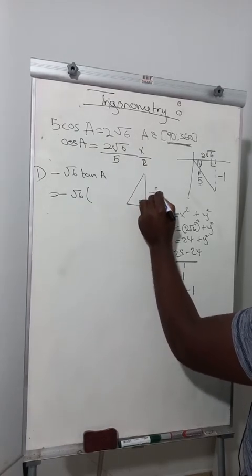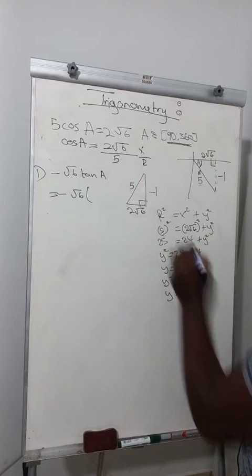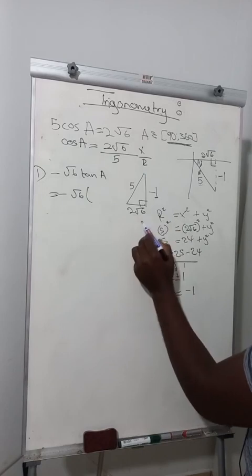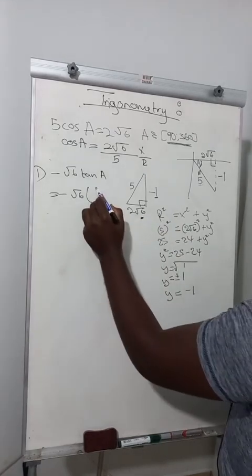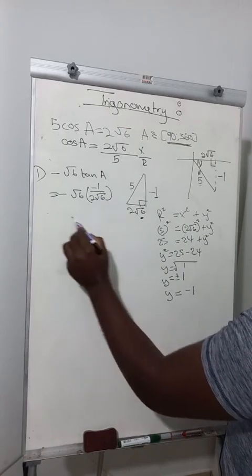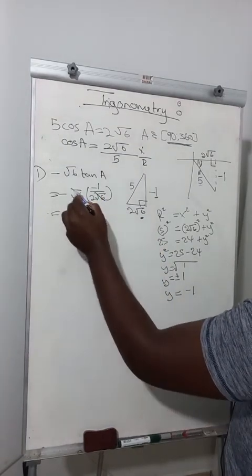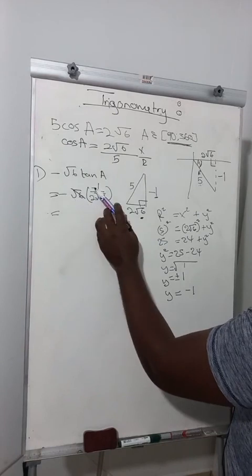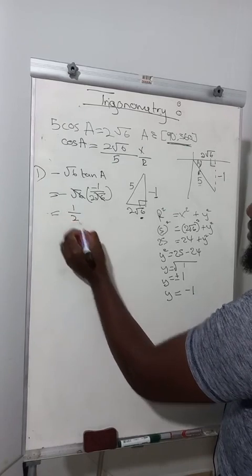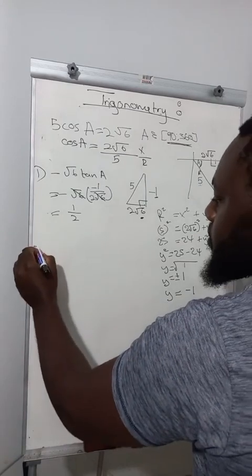This will be negative 1 here. This will be 2 root 6, and then this will be a 5. So now, tan is just a matter of opposite over adjacent. So you'll have negative 1 divided by 2 root 6. Now here, you can just cancel the square root of 6 and the square root of 6. The negative and the negative will give you a positive. So your final answer here will be 1 over 2.